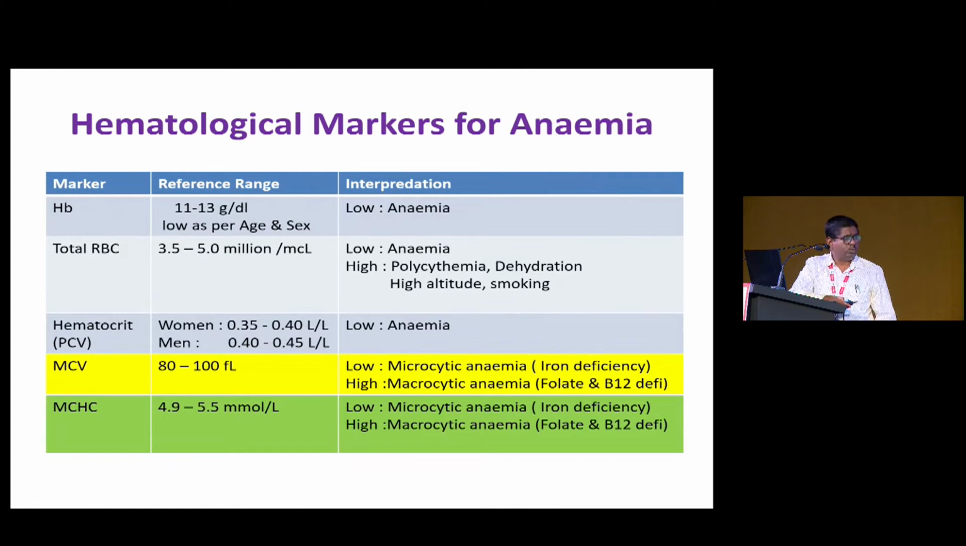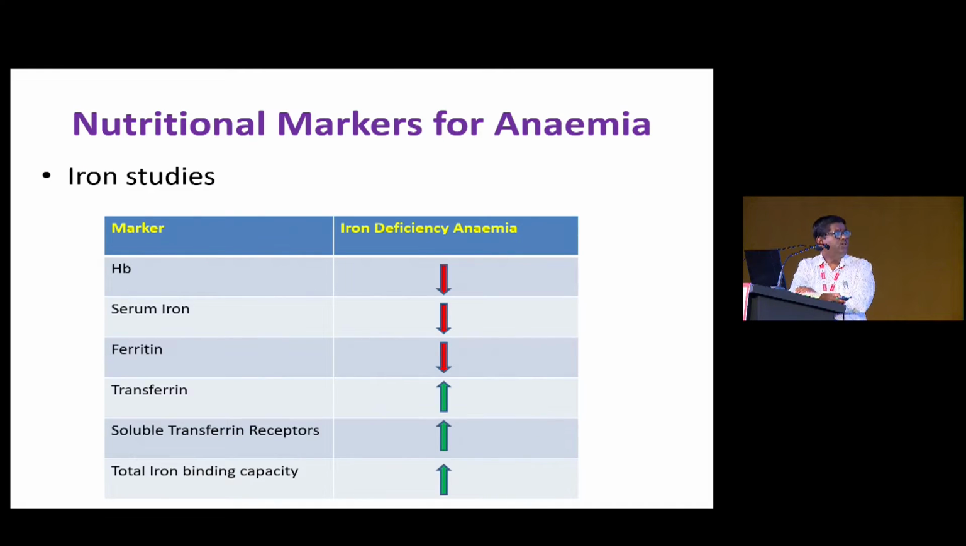It can be due to iron deficiency or folate. If there is a higher MCH and other such values, then definitely it is a B12 and folate deficiency. So here you can arrive at a differential diagnosis. From this, definitely you can go for the nutritional markers. Nutritional markers start from the iron studies: hemoglobin, serum iron, ferritin, transferrin, soluble transferrin receptors and total iron binding capacity. Here you can see the iron storage protein ferritin.